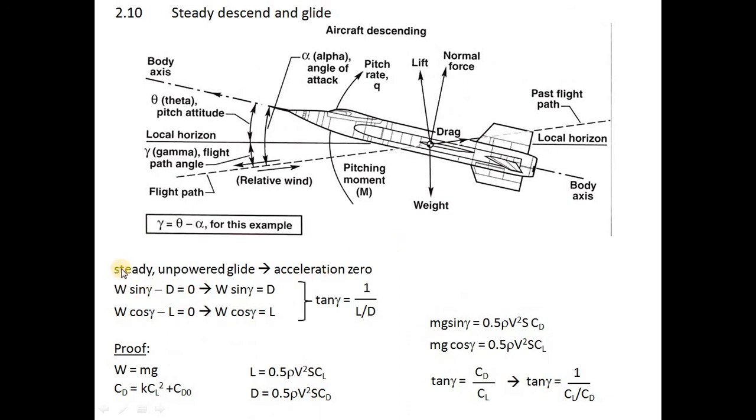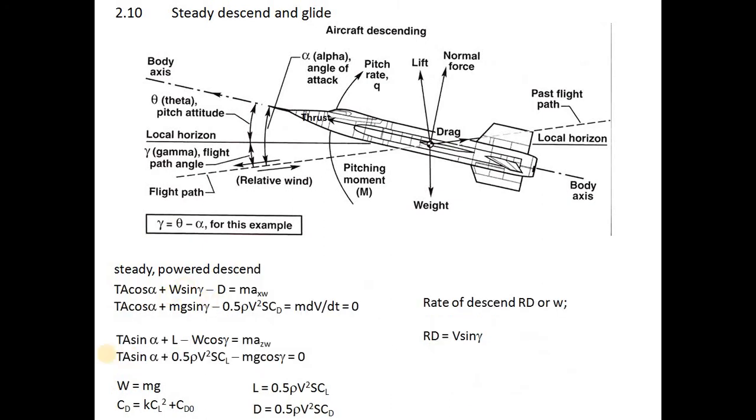Now again, go back to this equation. Assuming the angle of attack is not huge, this is what we call steady descent and glide. So alpha is near zero. For steady unpowered glide, there is zero acceleration, so the first equation is simplified into W sine gamma minus D.